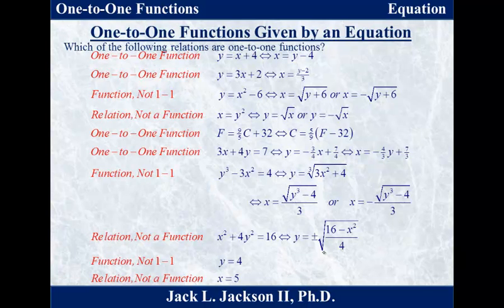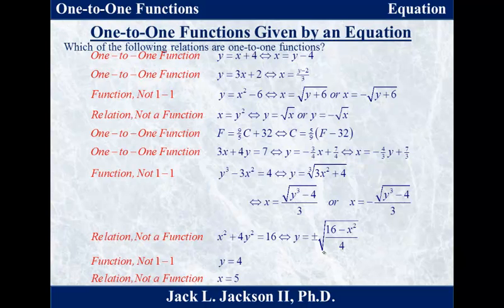And of course, certainly if it's not a function, it's not a one-to-one function. The next one, F is 9/5 C plus 32. Solve for C. You subtract 32 from both sides and then multiply by 5/9. And yeah, we can solve for C in one equation. We solve for F in one equation. It is a one-to-one function.